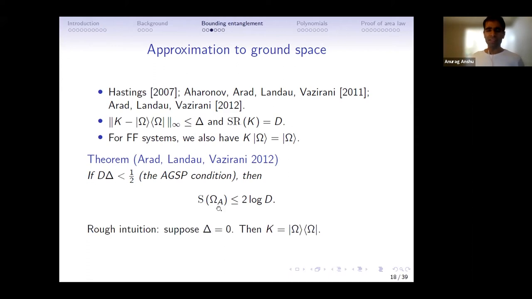Rough intuition would be that, let's say delta was zero. Let's say K was exactly the ground state. Then since K has Schmidt rank D, the ground state also has Schmidt rank D, and it's clear that the entropy will be at most 2 log D. So when delta is zero, it's very easy to see what's going on. When this property holds instead, it's slightly harder to prove things, but you don't want to do that.